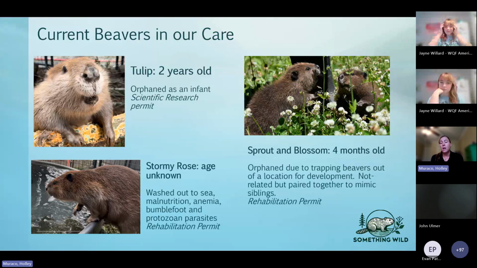And then we have Sprout and Blossom. They're each about 4 months old, and they were orphaned due to trapping beavers out of a location that was for urban development. These two are not related. They came from two different groups, but we have them together mimicking a sibling situation.